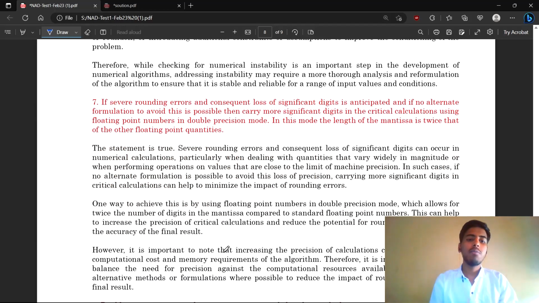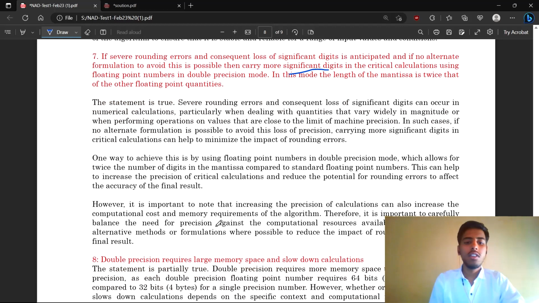Move on to the seventh statement. If severe rounding errors and consequent loss of significant digits is anticipated, and if no alternate formulation to avoid this is possible, then carry more significant digits in the critical calculation using floating point numbers in double precision mode. In this mode, the length of the quantity is twice that of the other floating point quantities. Here is the justification of the statement.